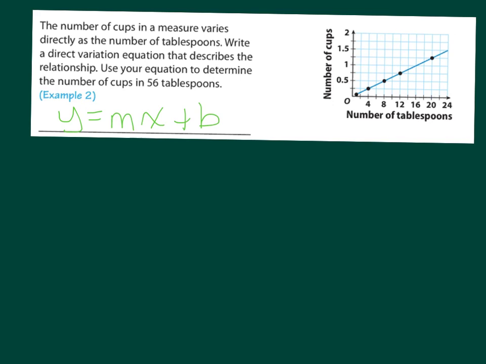If it is a proportional relationship, which this one it looks like it is, when it starts at that 0, 0, my plus b should be 0 because proportional won't have that part right there. So we're looking at finding what the slope is. That's our m. And then it wants us to substitute 56 in. So I'm going to take this graph and make it into a table. So x is going to be our tablespoons. And y is going to be the number of cups.